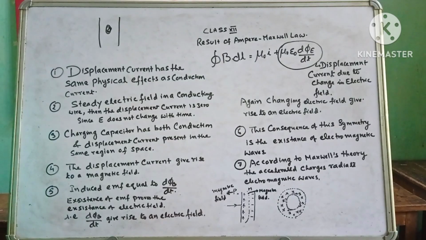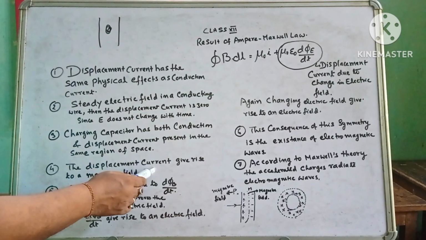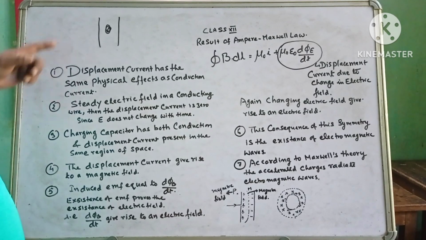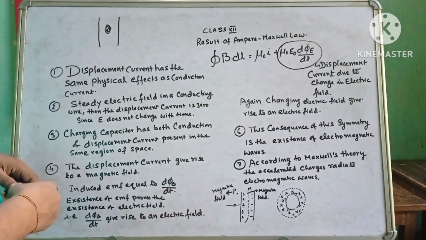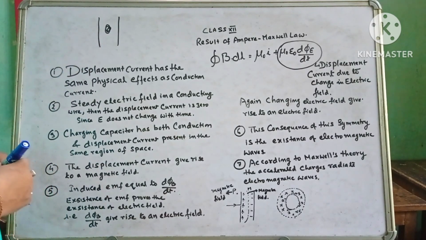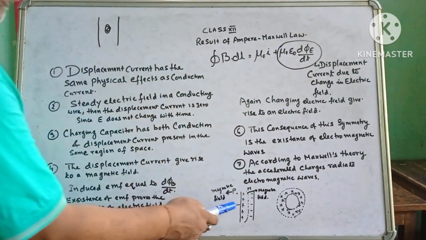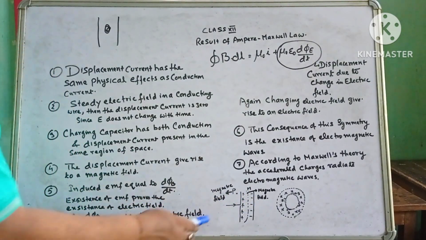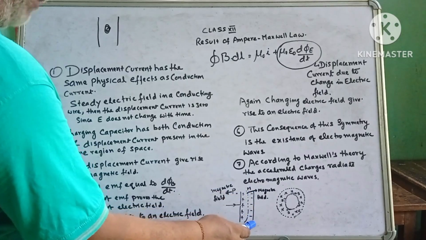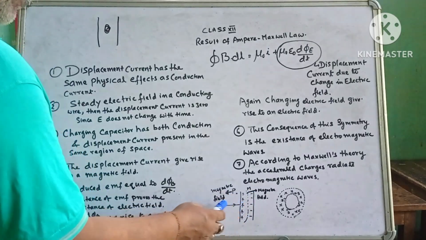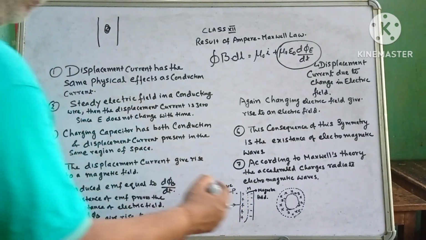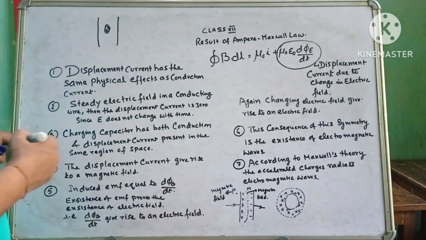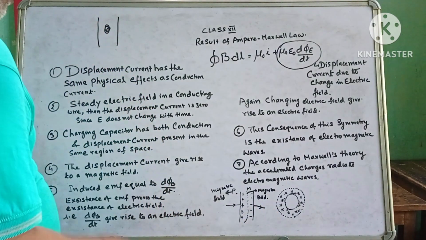And the fourth point is that the displacement current gives rise to a magnetic field. Here you see a picture of a parallel plate capacitor. Here this is plus charge and this is minus charge, and a current wire is connected here. So now the current is flowing through it.